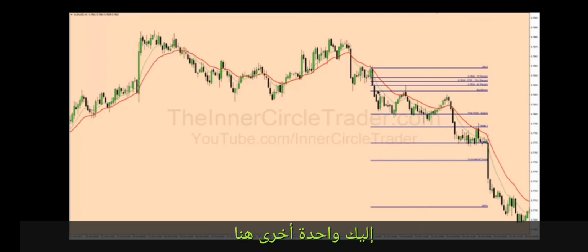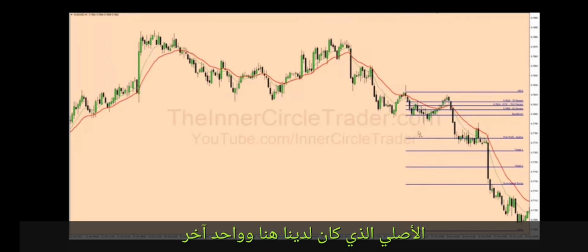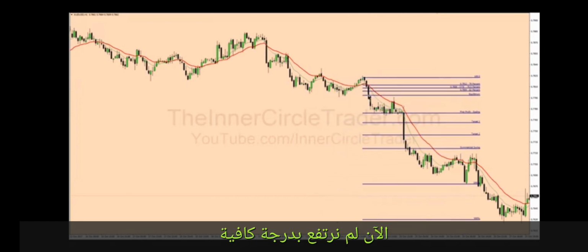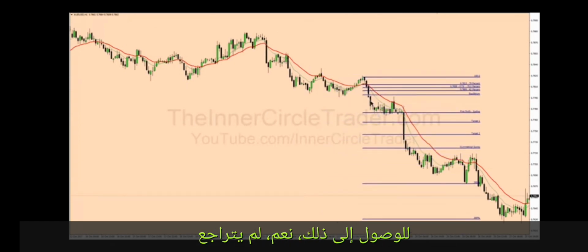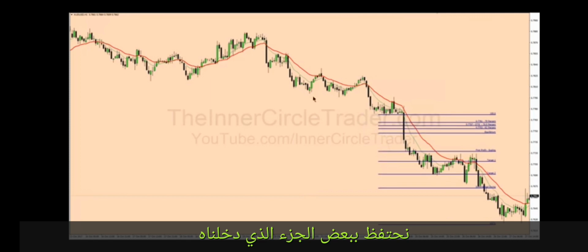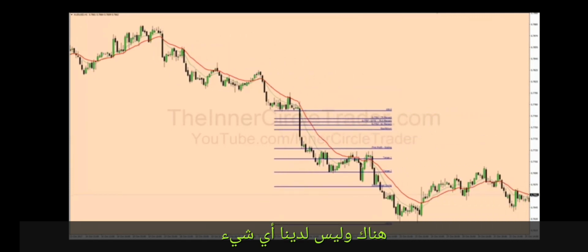Here's another one in here where price trades back up to here, but we cross over, so we're probably not going to take that one. We would have to hold on to the original one we had up here. And another one. No, we don't get up high enough to get into that one. Yeah, it didn't retrace deep enough there. So we would still be holding some portion on that we entered back there. And we don't have anything here.